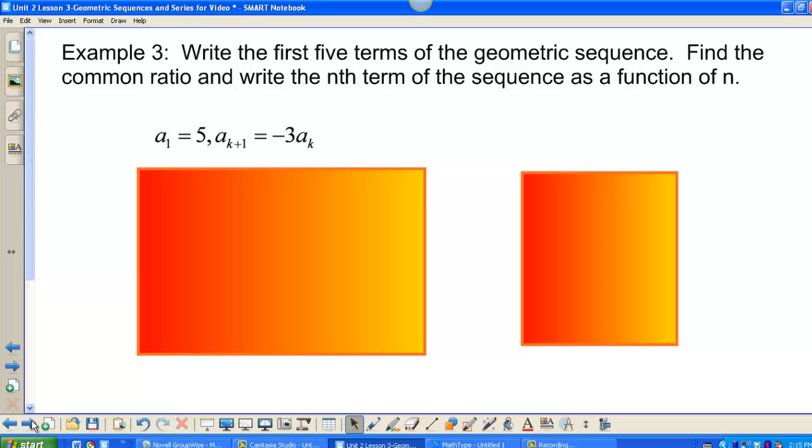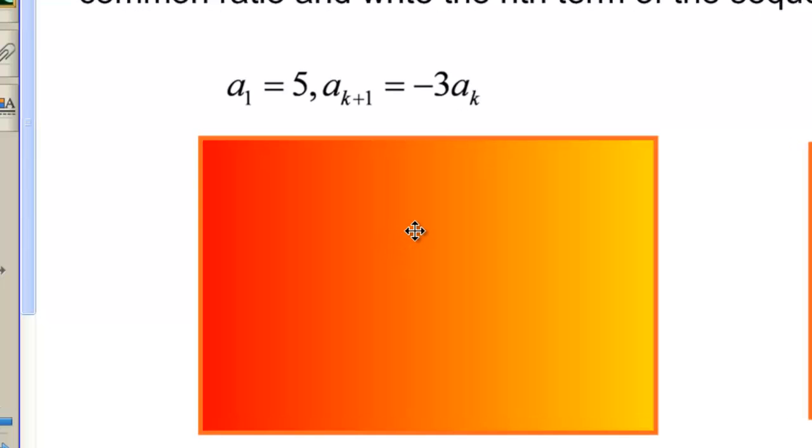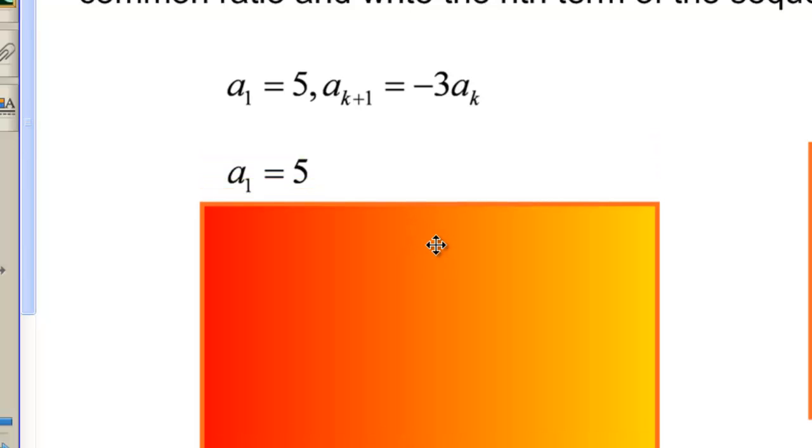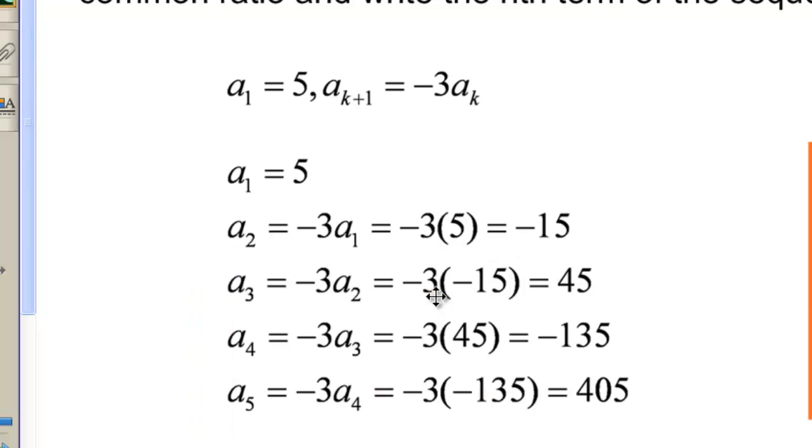If we have to write the first 5 terms of the geometric sequence and find the common ratio and find the nth term of the sequence as a function of n, what I've done here is given you a recursive sequence similar to the last problem. If a sub 1 equals 5 and a sub k plus 1 equals negative 3 times a sub k, then to find the next term, a sub 2, I take negative 3 times a sub 1, which is the previous term, and I get negative 3 times 5, which is negative 15. To continue the pattern, I just keep multiplying the previous terms by negative 3. So I end up with 5, negative 15, 45, negative 135, and 405 as the first 5 terms of the sequence.